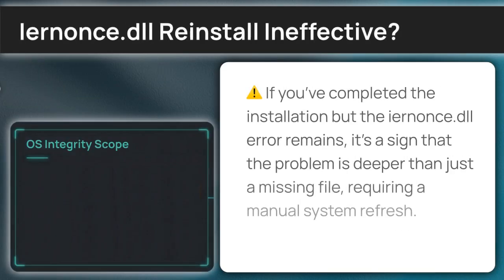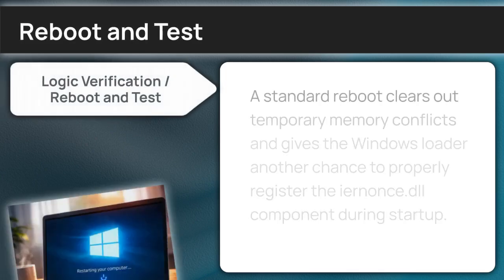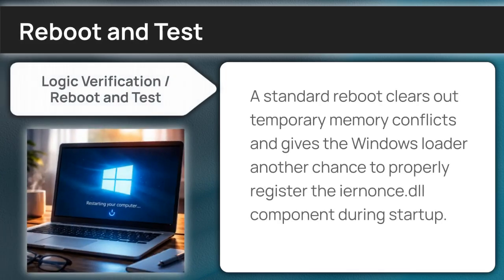If you are still encountering the error after following the official setup, it's time to investigate the underlying system architecture. Performing a restart can determine if the error is just a transient environment glitch. A reboot refreshes your system's path variables and can sometimes re-establish a broken link to the Iernonce library file.